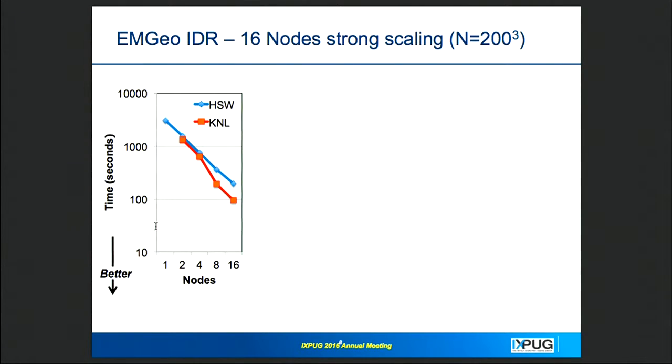But as we have more nodes, the subdomain size becomes small enough that we can fit enough right-hand sides for cache blocking. And this is what we would typically have for production.